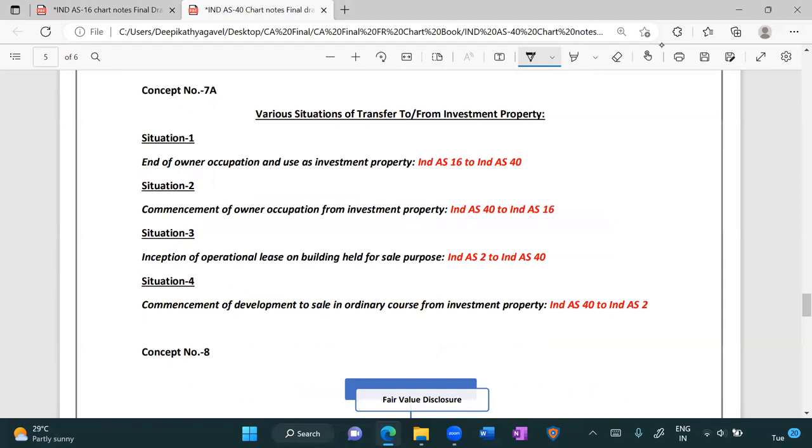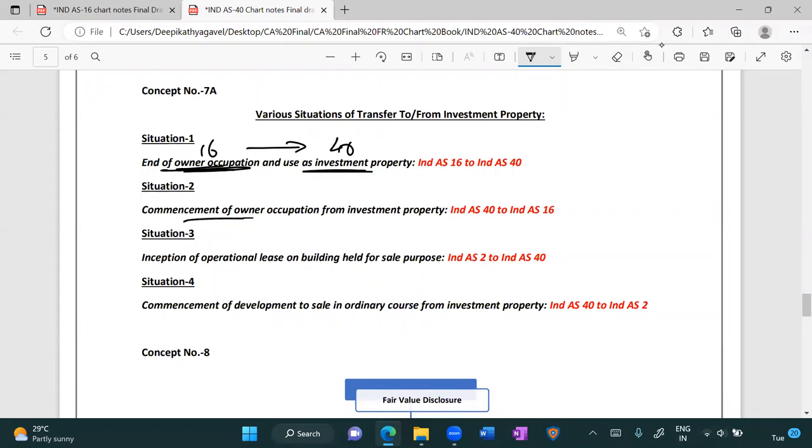So let's see some examples. Let's see this one. End of owner occupation and use as an investment property. So previously, if it was owner occupation, what standard was applying? Ind AS 16. Now it is being used for investment purpose. So what standard will apply? Ind AS 40 will apply. Right? So the transfer is happening from PPE to investment property.